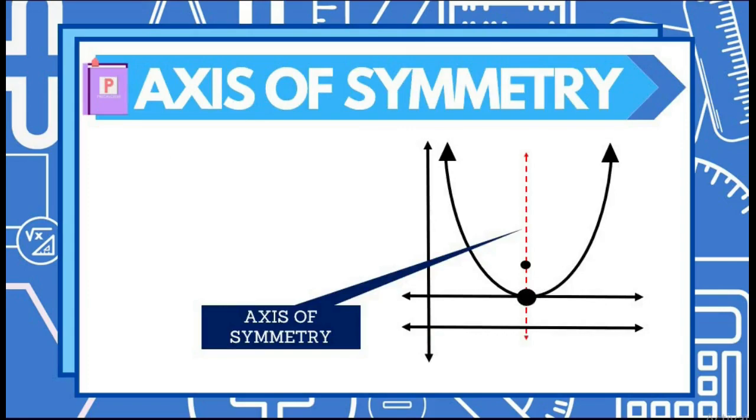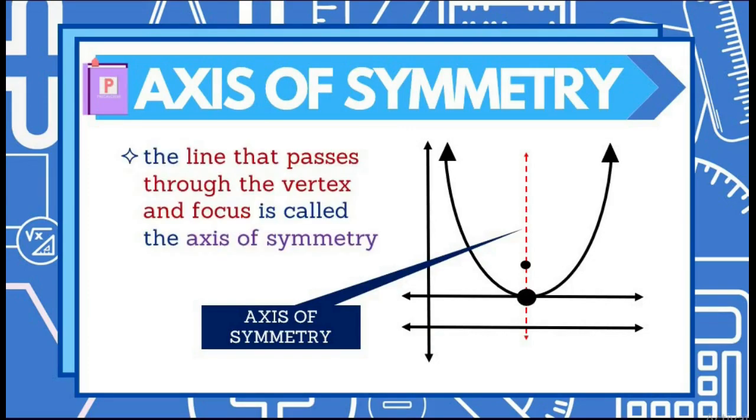Now, the next part is called the axis of symmetry, and it is simply defined as the line that passes through the vertex and focus. And here is the illustration. So the vertex is the larger circle here, while the focus is the smaller circle. If you connect the 2 points and extend the line, you can form the axis of symmetry. Kindly take note that the axis of symmetry should always pass through the vertex and the focus.